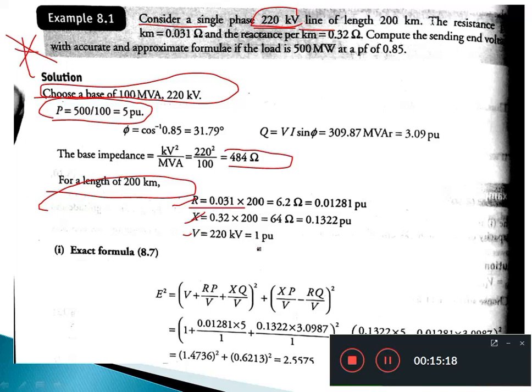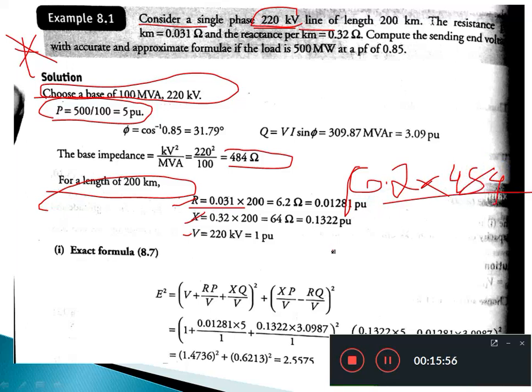0.031 is the resistance, 0.031 ohm per kilometer. So multiply with the per kilometer value, and we will get the ohm. So R is in ohm and X is also in ohm. Converted into per unit means divided by the base value, corresponding base MVA. So that is 6.2 into 484, and we will get the base values here.